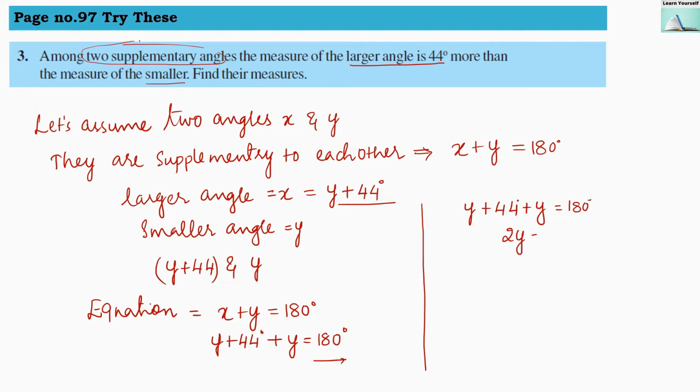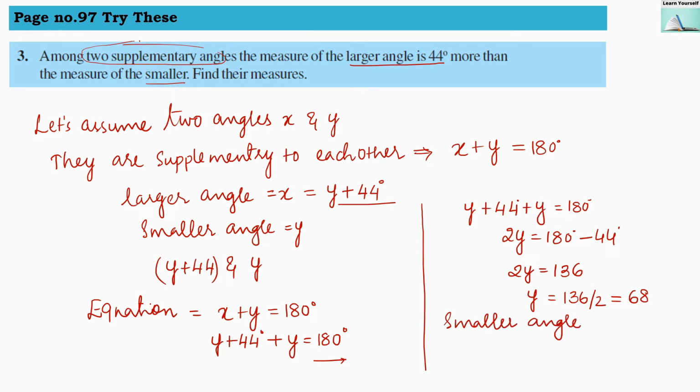So 2y equals 180 degrees minus 44, as we are taking the plus 44 to the other side. So we get 2y equals 136. So y equals 136 divided by 2, which is 68. So the smaller angle is y equals 68. Now the larger angle is y plus 44, so we get 112. So we have two angles, smaller and larger: one has a measure of 68 degrees and the second has a measure of 112 degrees.